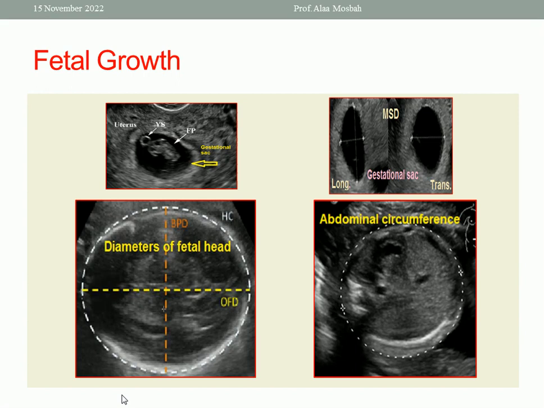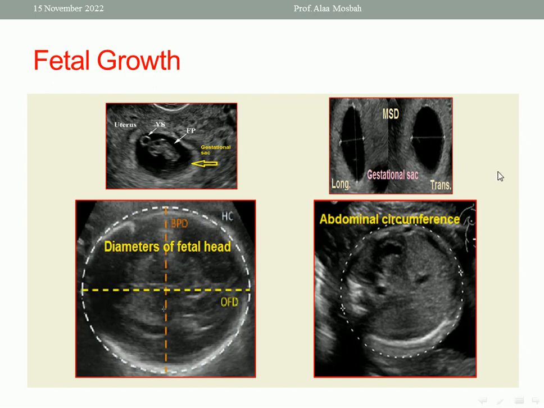Let us go to the next item in antenatal fetal well-being tests, the fetal growth. Now we finished the non-stress test, the biophysical profile, and the third one now is fetal growth. How to know fetal growth? How to know the baby is growing well?